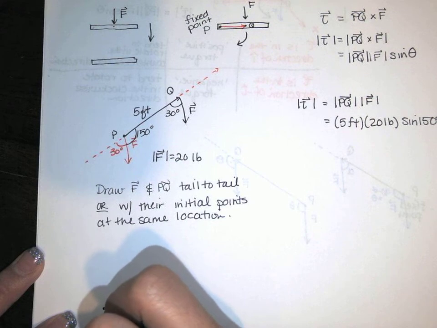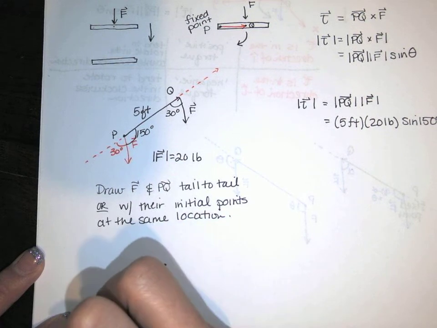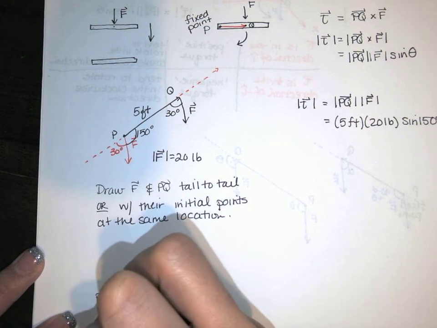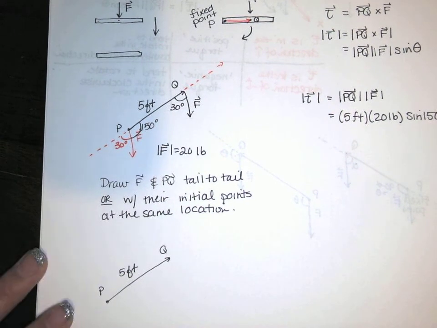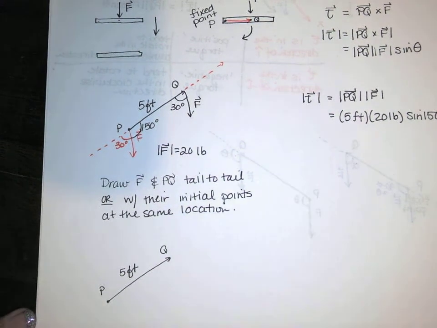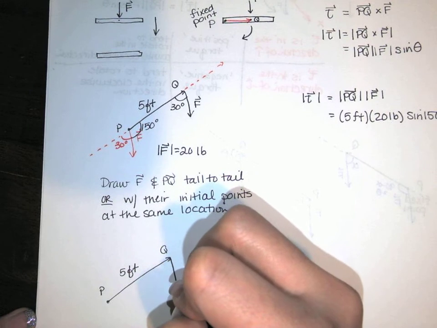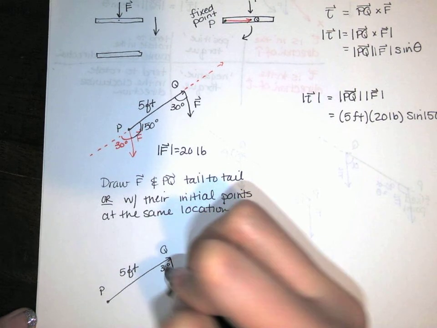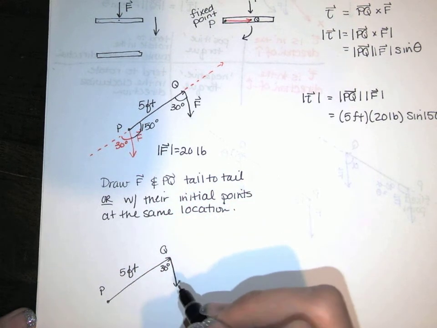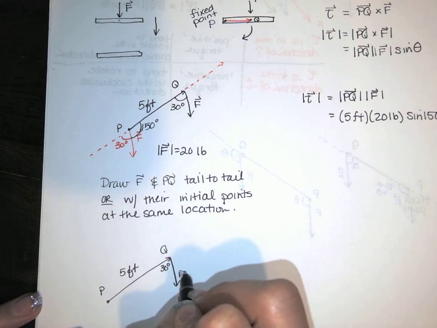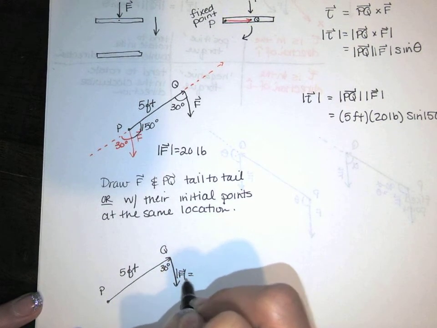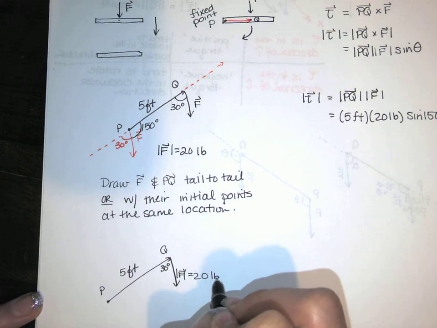So let's look at our vector PQ again. Here's P, here's Q, and in our example, PQ is 5 feet long, and we're applying some force of 20 pounds at an angle like this. This is obviously not to scale, that's not 30 degrees, but that's okay. Magnitude is 20 pounds.